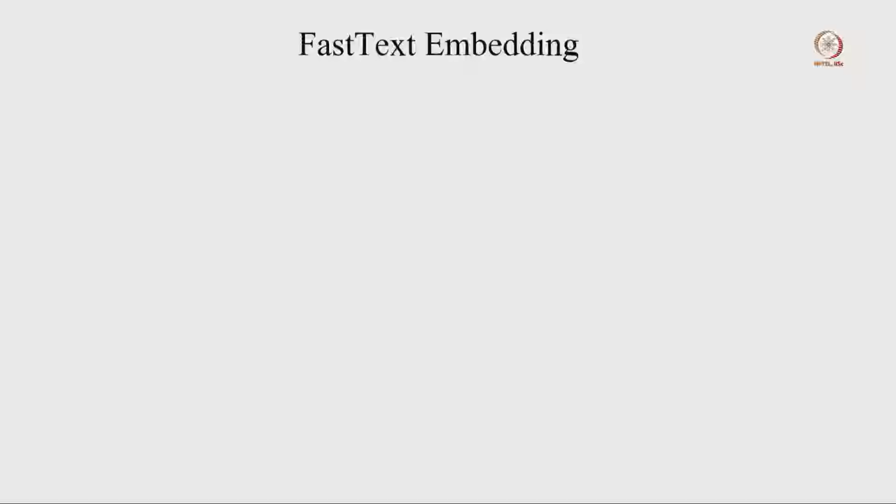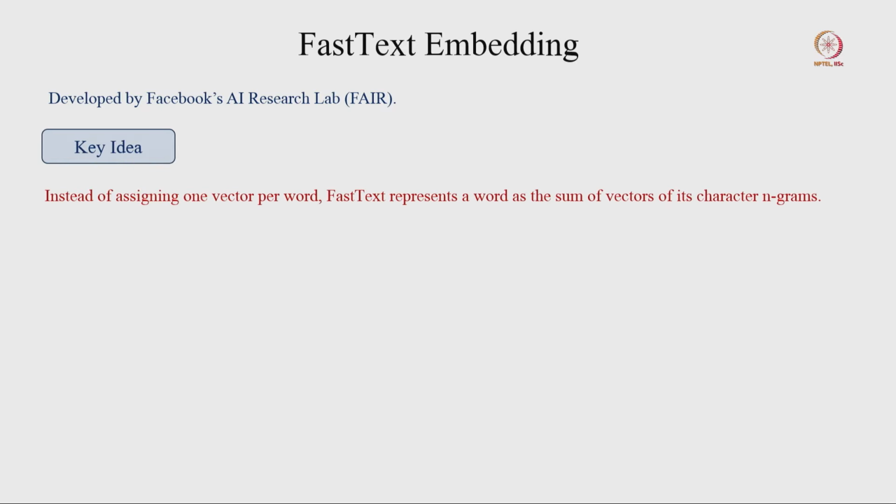After GloVe, we come to FastText embedding. What is this FastText embedding? It is developed by Facebook's AI Research lab, which is called FAIR. And what is the key idea here? Instead of assigning one vector per word, FastText represents a word as the sum of vectors of its character n-grams.